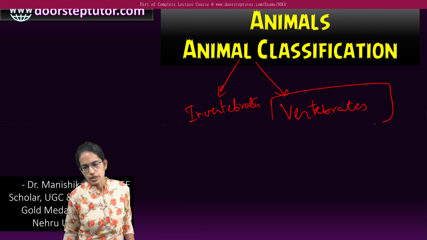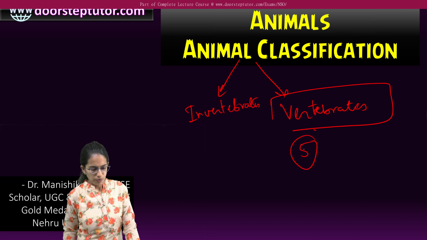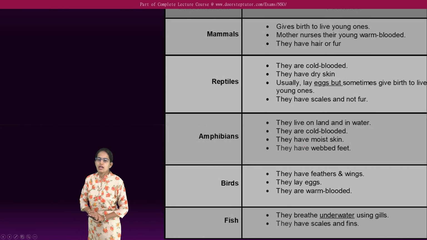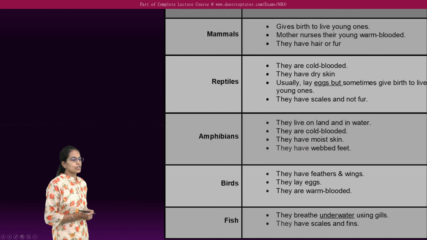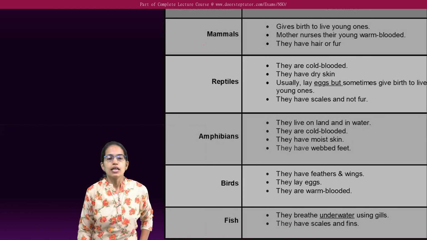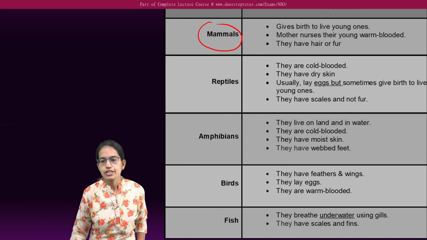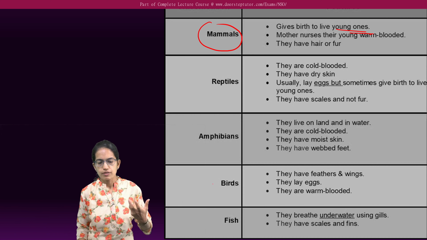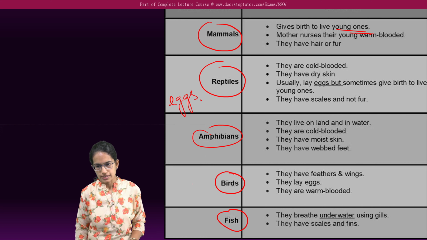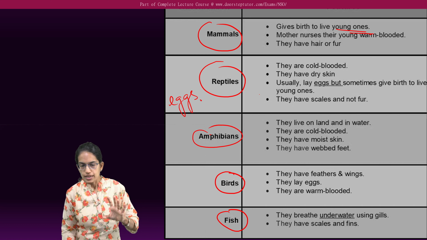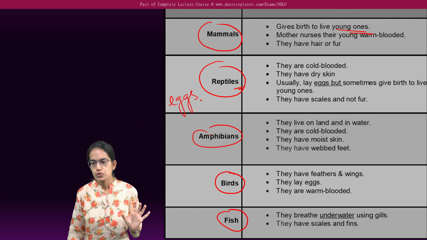Now within these vertebrates, we have the 5 important classes that we discussed. Among these, some of the important ones are mammals. Human beings are mammals, right? And we give birth directly to young ones. However, when we talk about birds, fishes and reptiles, they lay eggs. Amphibians as well, they lay eggs. Now, sometimes some of the reptiles give birth to young ones, but that's an exception.